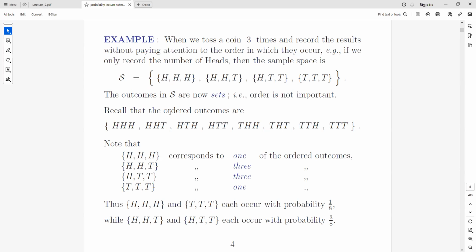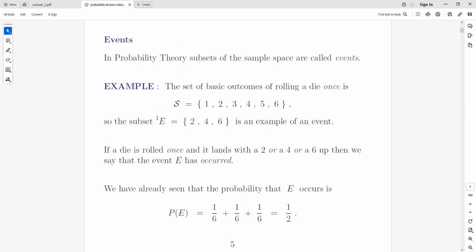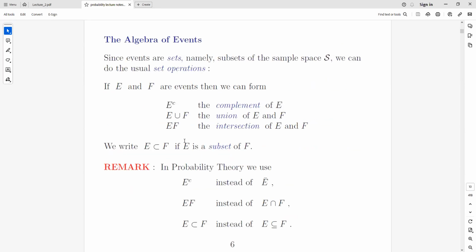Now, this is again the same example, and we also have the example of rolling a die, already discussed. Okay, so that is called the classical approach that we discussed. Now we have one more approach, that is called the axiomatic approach to probability.